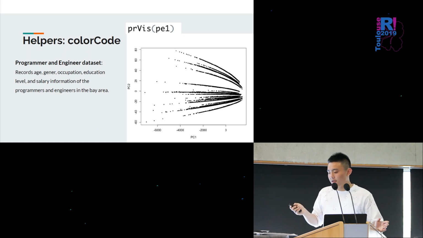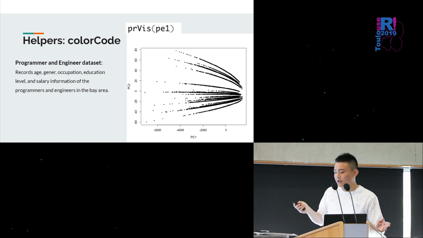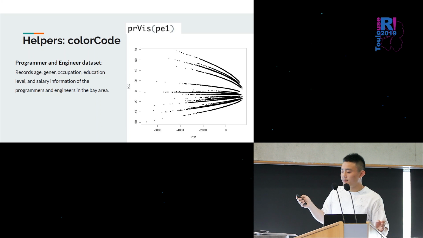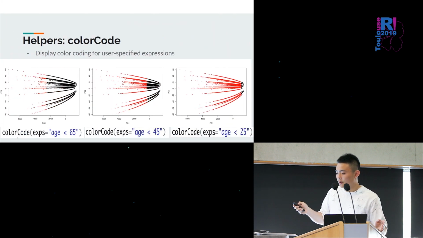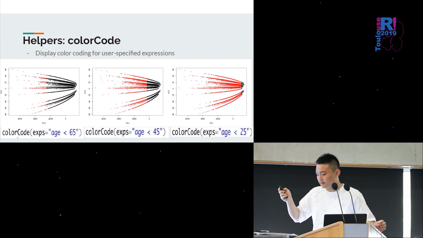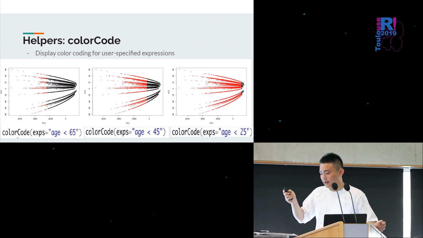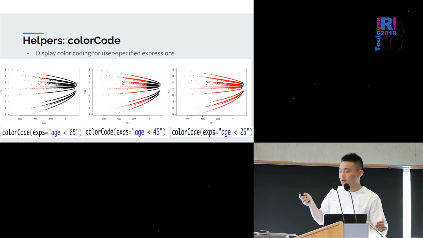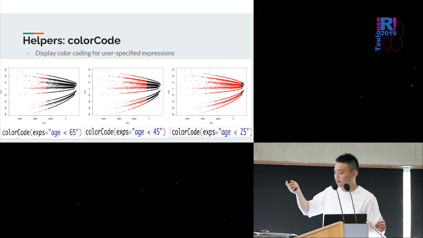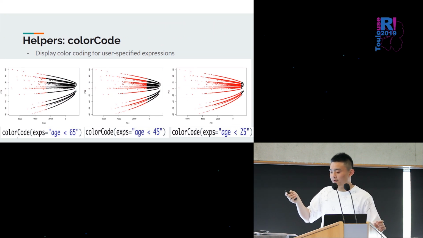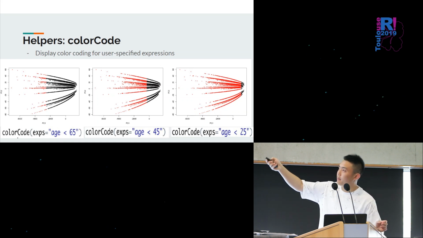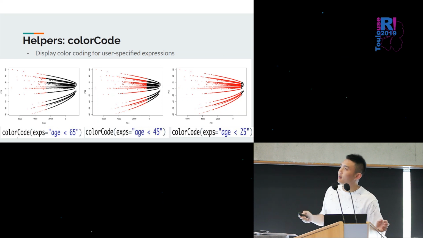After calling prVis with no options, this is when colorCode comes into play. The user can specify an expression and see which portion of the data in the plot satisfies the expression he or she provides. The colorCode will load the saved output and process the expression. So for example, the user may want to see which points have age less than 65 years old. So those are the black points in the left plots.